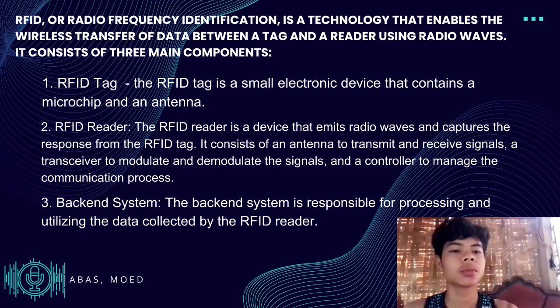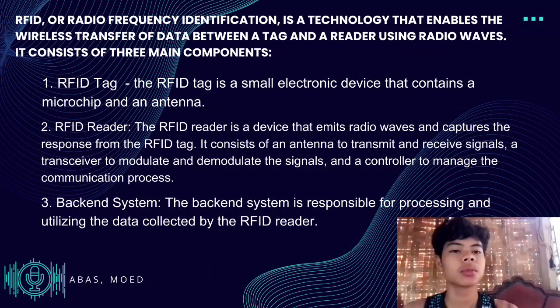The second component is the RFID reader. An RFID reader is a device that emits radio waves and captures the response from the RFID tag. It consists of an antenna to transmit and receive signals, a transceiver to modulate and demodulate the signals, and a controller to manage the communication process. The readers generate an electric field that powers the tag and enables it to transmit its data.